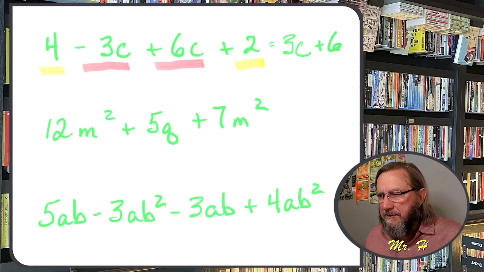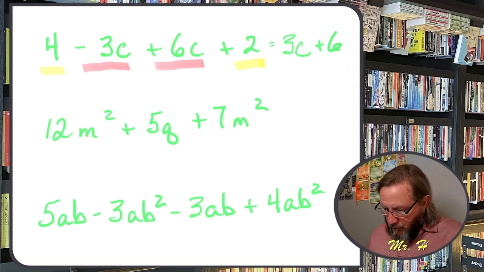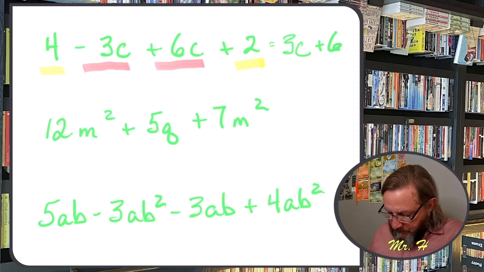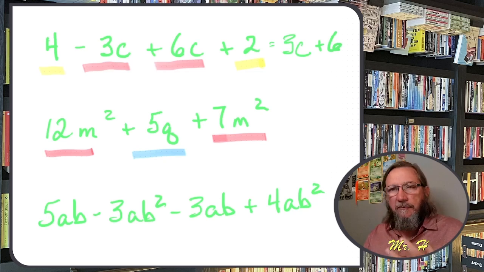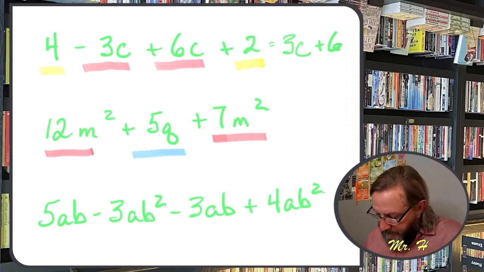Let's now look at the second question. 12m squared plus 5q plus 7m squared. Are you spotting the like terms already? Hopefully you are. The first and the third one are alike. And then the middle one is different from all of those. M comes before Q in the alphabet. So that's going to be the term we write down first.